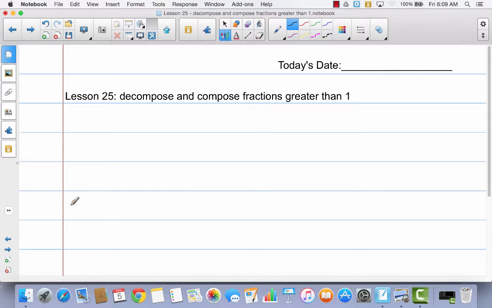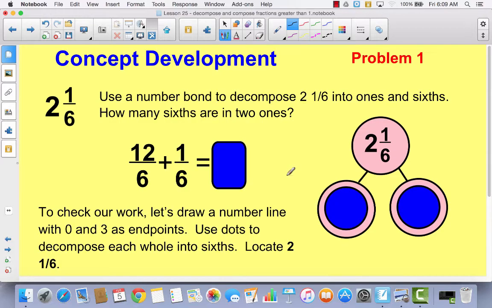We're going to do just a little bit in here today. So make sure that you write today's date and lesson 25, decompose and compose fractions greater than 1. Okay, so in your journal today, I want you to draw this number bond right here. We're going to start with this mixed number, 2 and 1/6. So go ahead and draw this number bond.